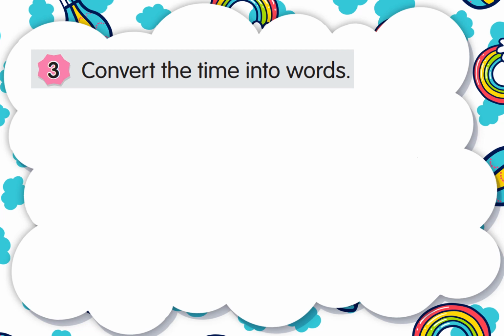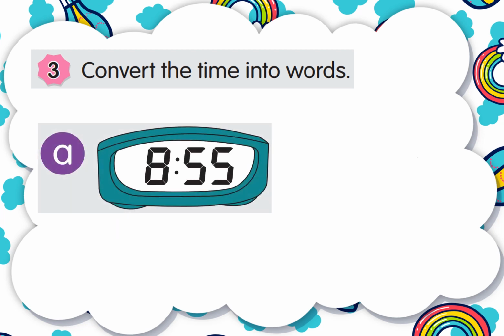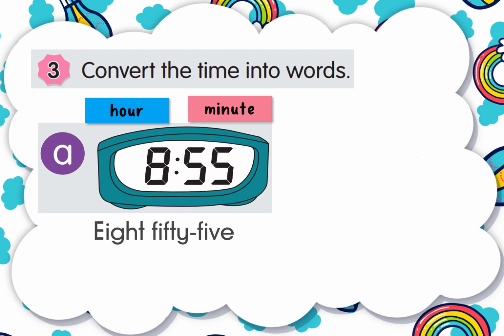The third one, convert the time into words. Question A. 8:55. So here is hour, here is minute. This digital clock can be written as 8:55 or 5 minutes to 9.